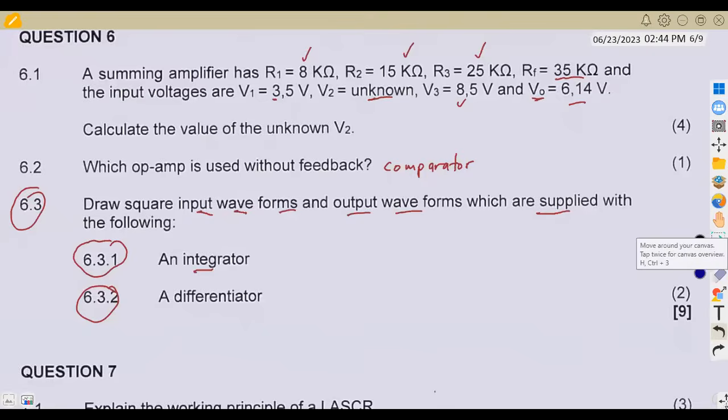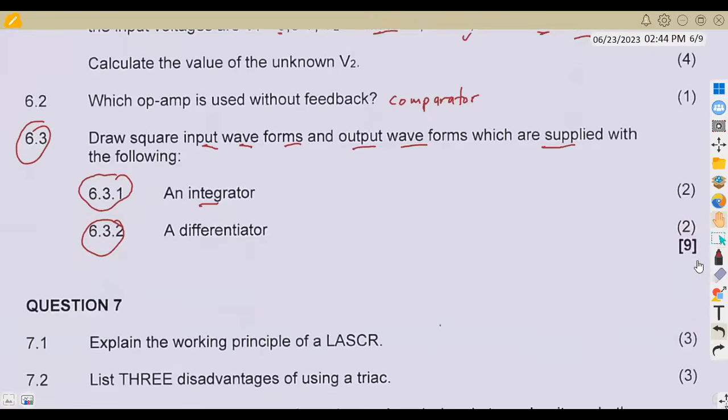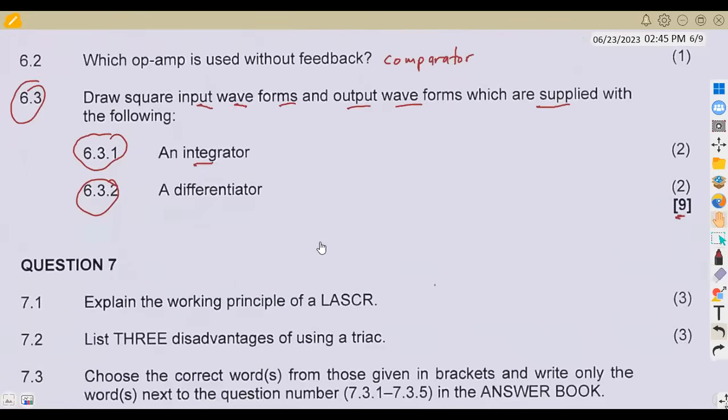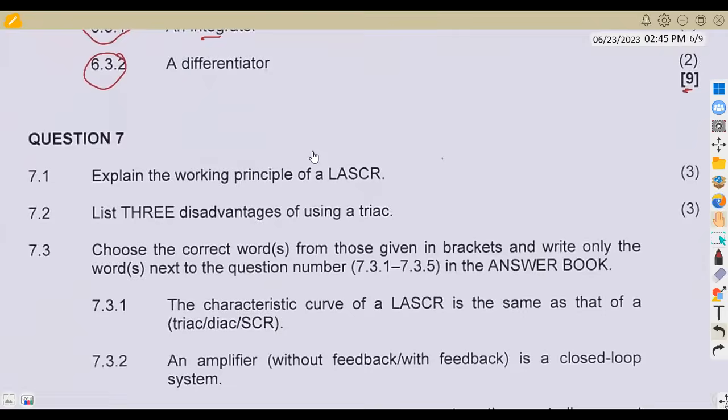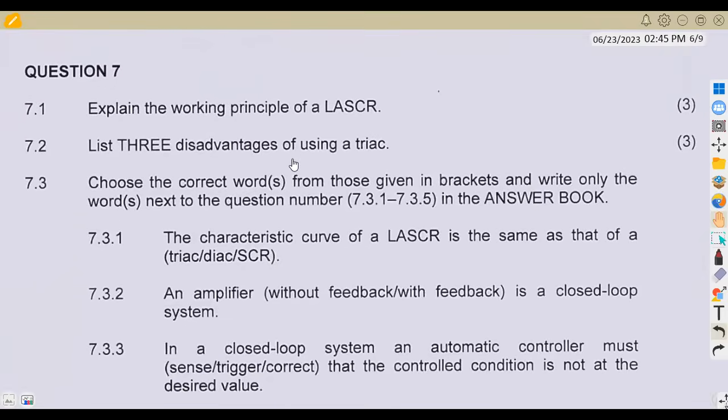So that was just 9 marks for question 6, everything 9 marks, which is actually a lot in an exam. Then question 7, we are asked to explain the working principle of an LASCR. What do you understand by the principle of operation? Whenever you're dealing with the principle of operation, all you need is to specify everything as you are given.